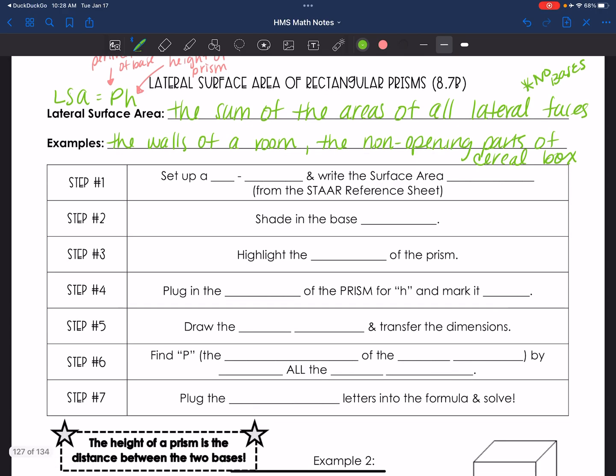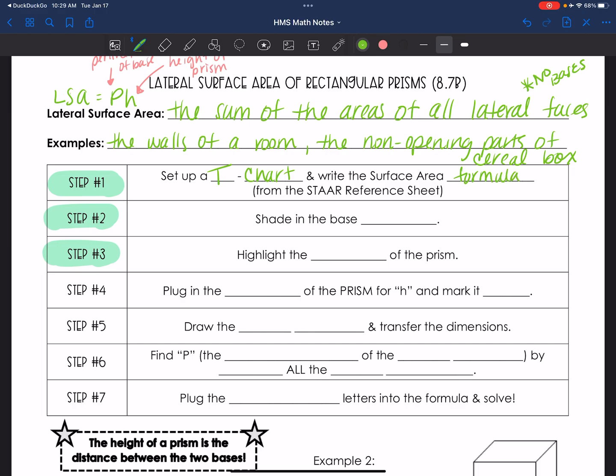Whew, all right. Now let's get into the steps. And I will maintain that these first three are the most important. If you can get these first three steps down, the other four are super easy. Step one, we're going to set up a T-chart, which you remember from last year. We're going to write the surface area formula from the STAR reference sheet.